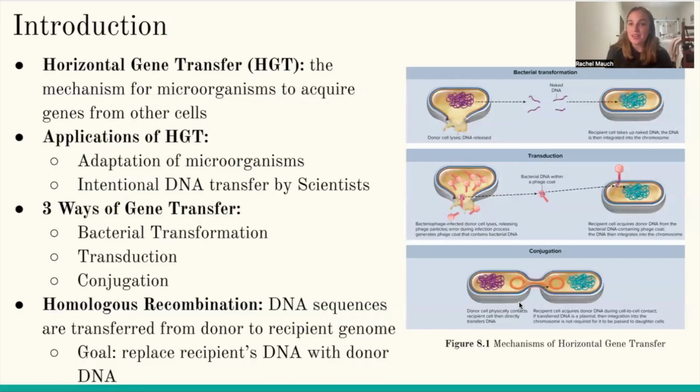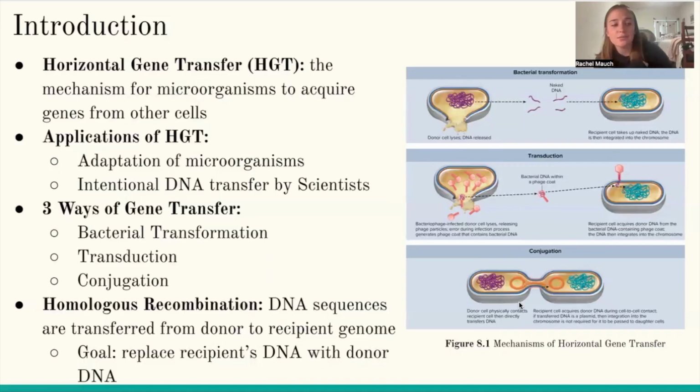And there are three methods for horizontal gene transfer. The first one is transformation, where naked DNA is picked up or absorbed by a bacterial cell. The second one is transduction, which is done by a bacteriophage, where it transfers the bacterial DNA from donor to recipient. And the last is conjugation, where DNA is transferred by contact between two different bacterial cells.